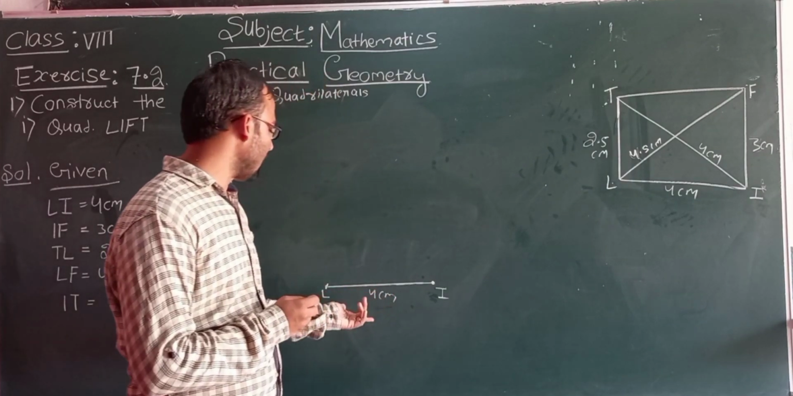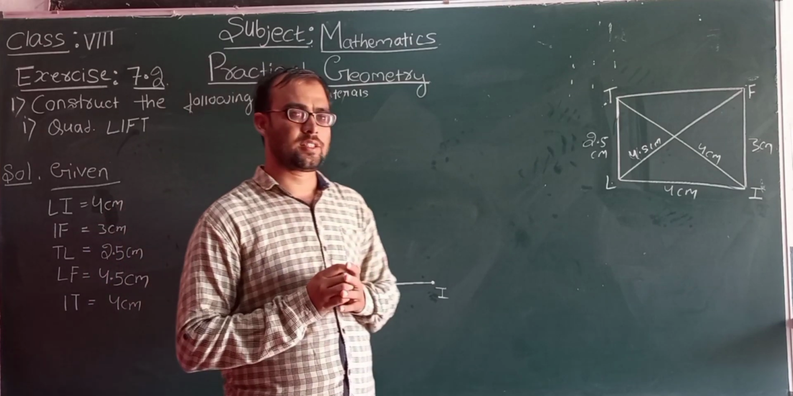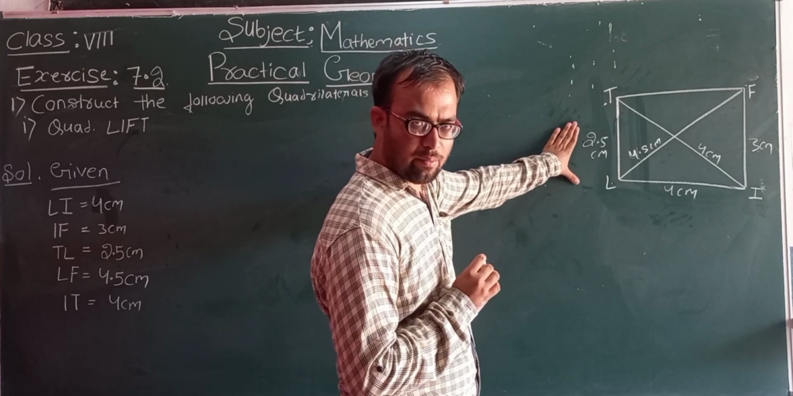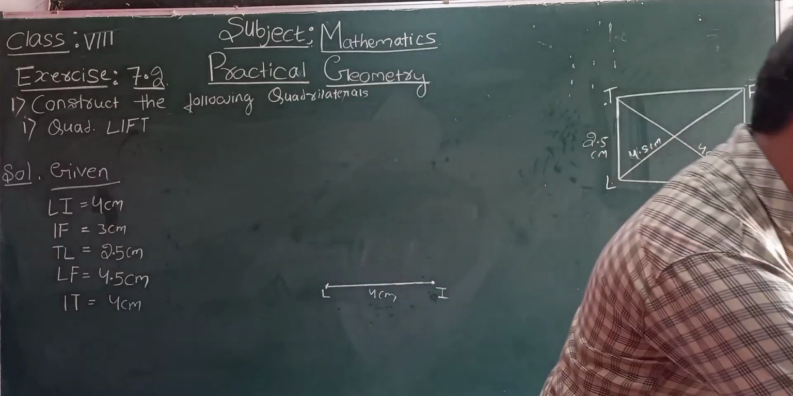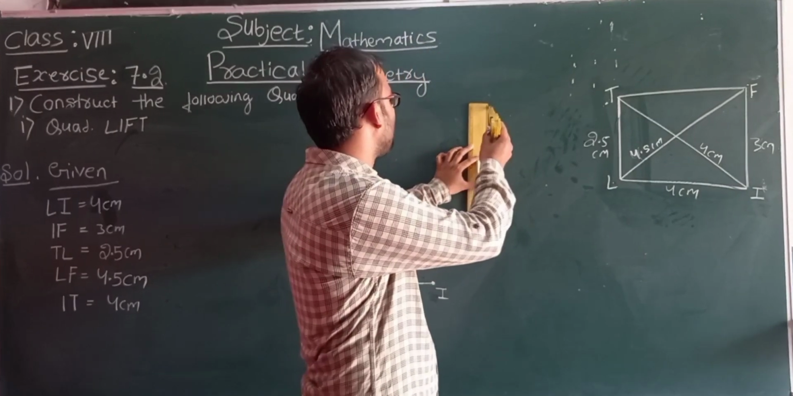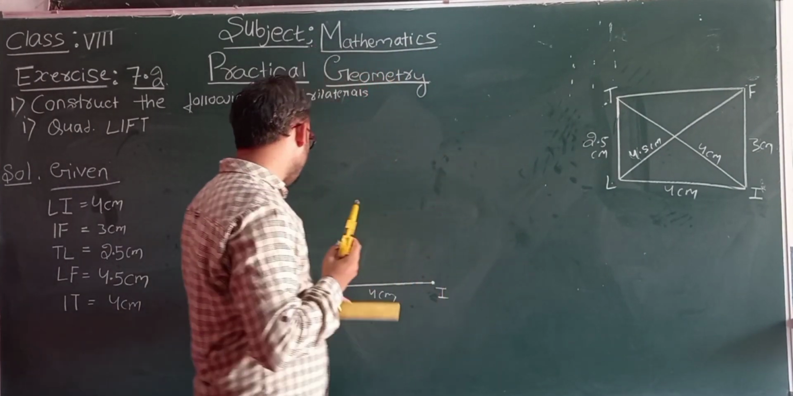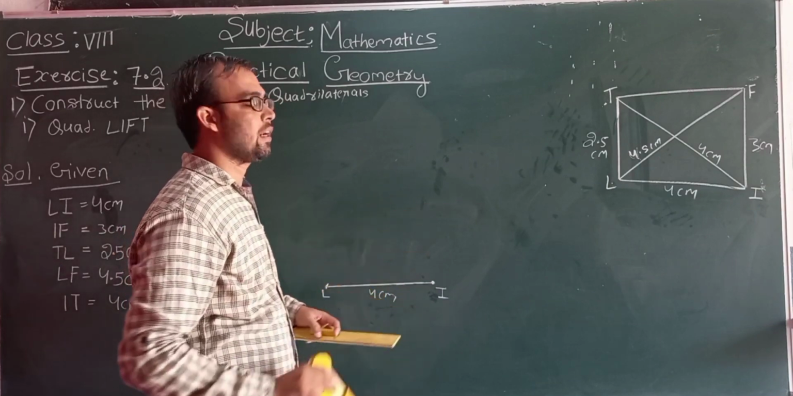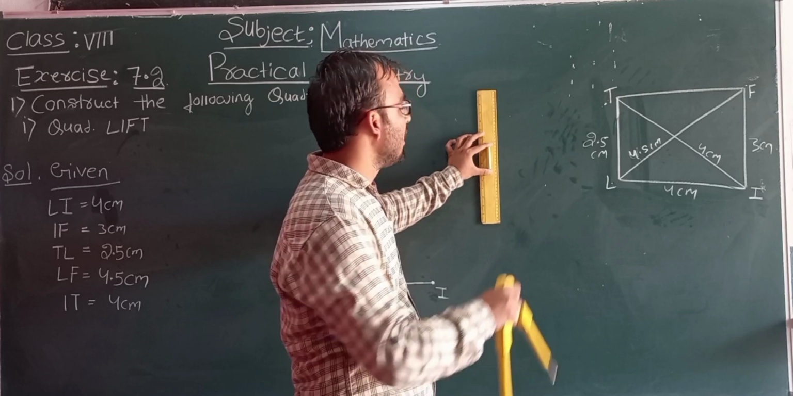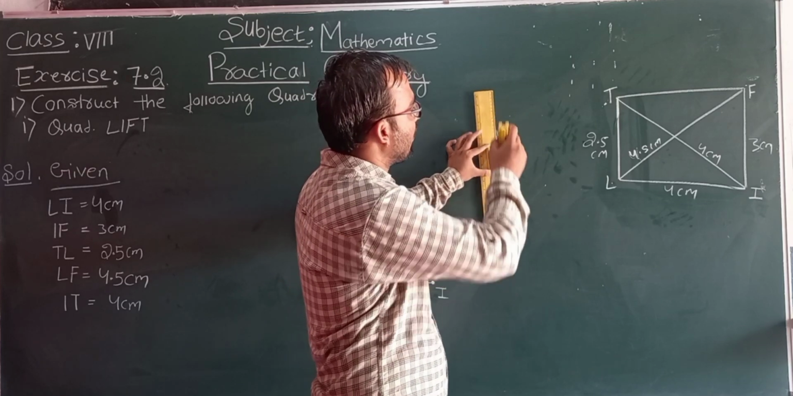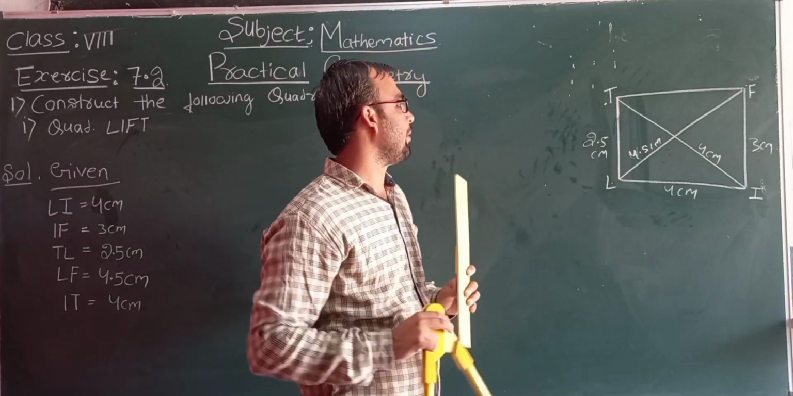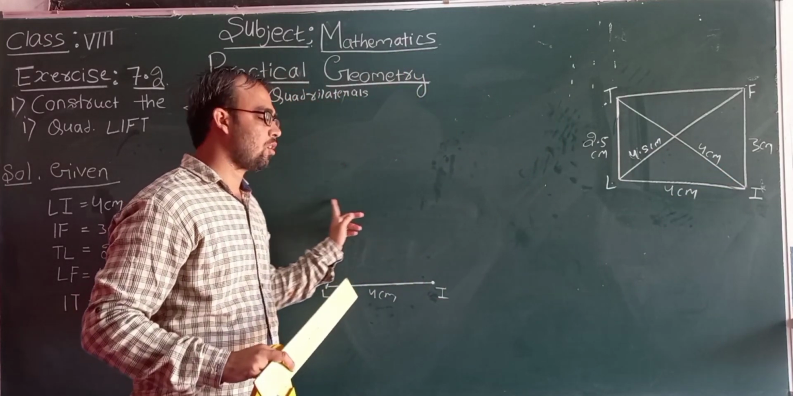Students, now what we need to do? Here we have drawn the line segment of 4 cm. Next, set the compass to 2.5 cm with L as center and draw the arc. Next, again take the scale and set the compass to 4 cm, that is, you have to draw the diagonal. Set the compass to 4 cm and from I as center, draw the arc.